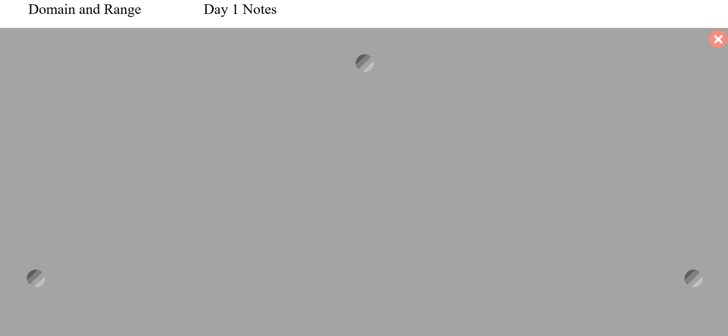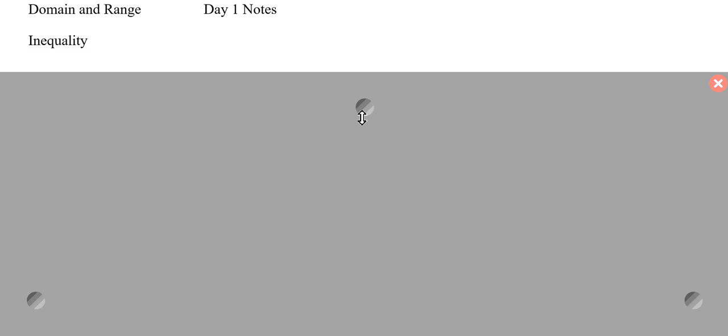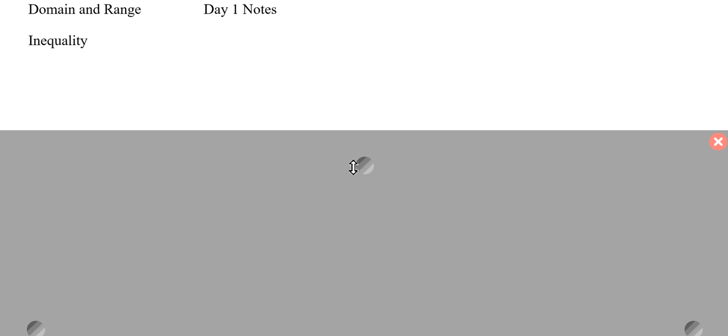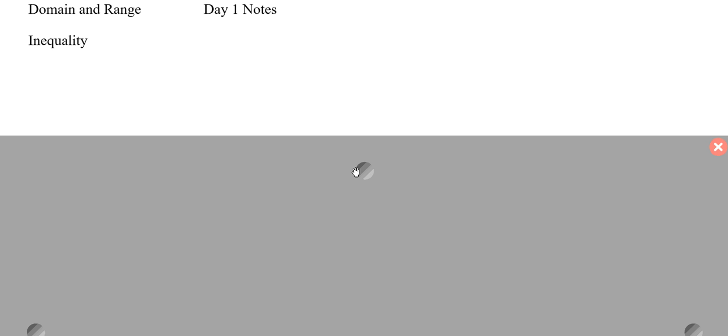All right, we're going to look at domain and range. So these are our day one notes. First of all, domain and range comes from this idea we've already looked at before. It comes from ideas of inequalities. So an inequality, we've graphed some of these before.